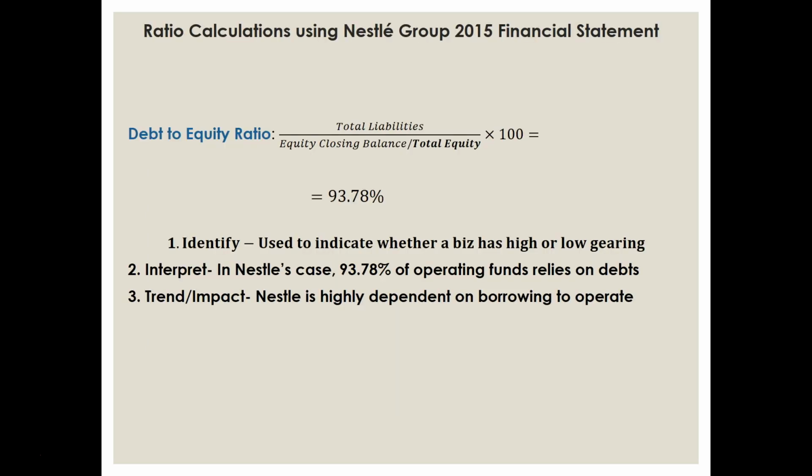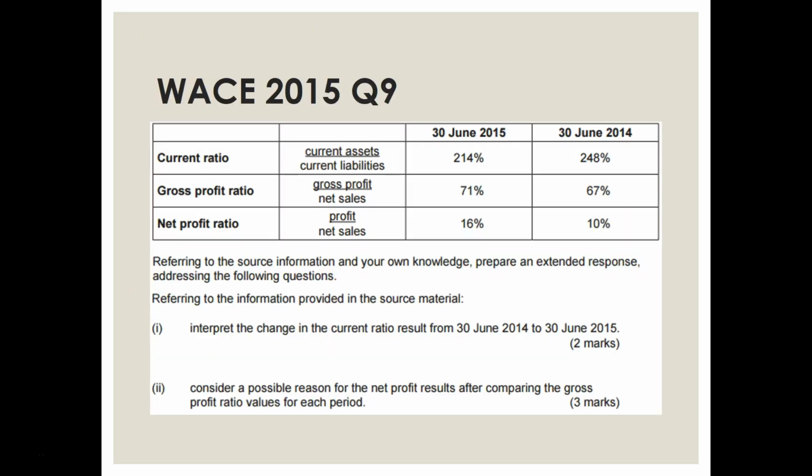Alright, so now you guys have to prepare for your WACE. So this is an example of a WACE question from 2015. There are a few more in the next few years. The only time that financial ratio did not come out is in 2017. Alright, so it's quite a popular topic. So make sure that you master this.